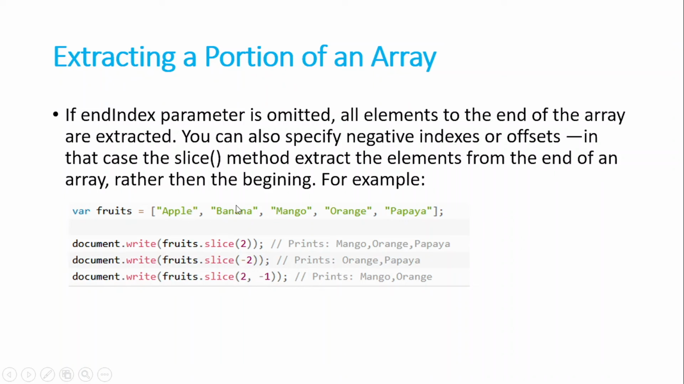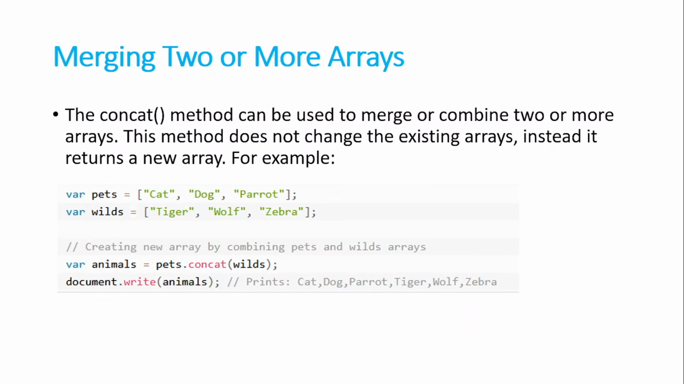In here also you can see we have specified 2 and -1. 2 means 0, 1, 2, the second index, and -1. So -1 is this one. I told you that the end index element is not included, so it will give you mango and orange only. So 2 and this one. So -1 and -2. So it was the -2 element. -1 was not included. So this is how we can get a portion of an array.